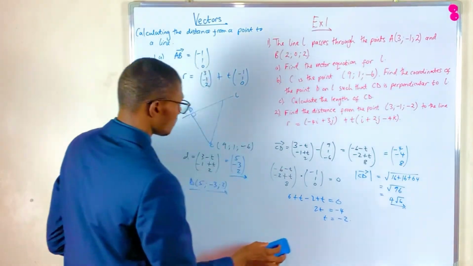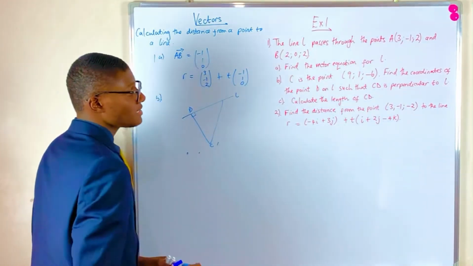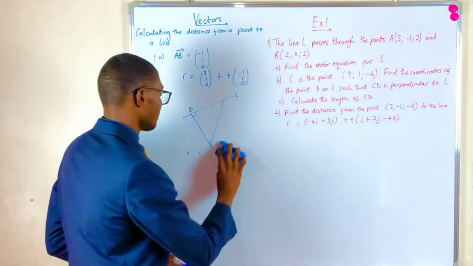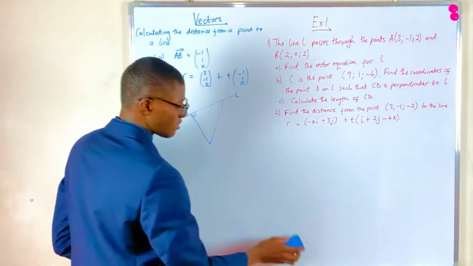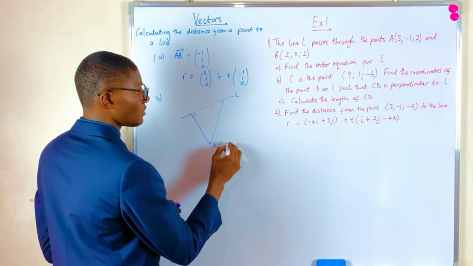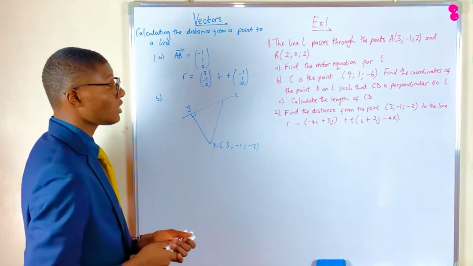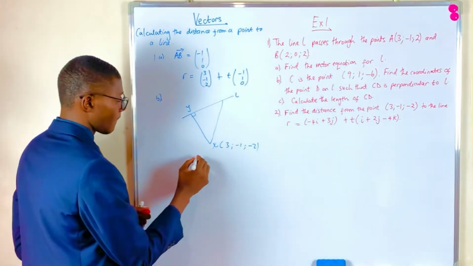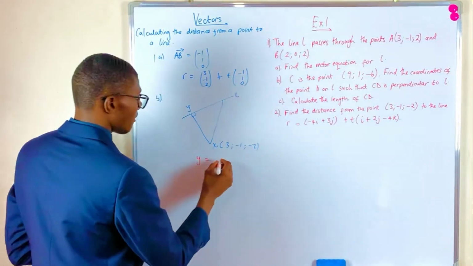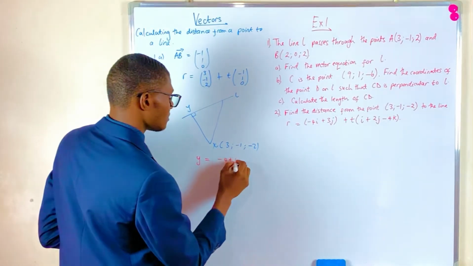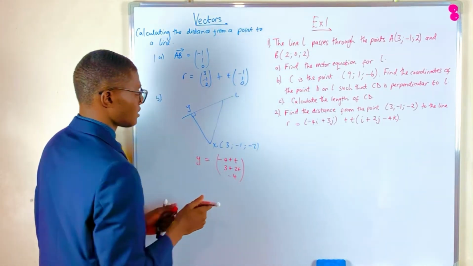And now let's quickly look at number 2. Number 2 says find the distance from the point 3, minus 1, minus 2 to that line. So let's call this point X, which is 3, minus 1, minus 2, and let's call the foot of the perpendicular Y. First of all, we know that the position vector of Y from the vector equation will simply be minus 4 plus T, then 3 plus 2T, and then minus 4.